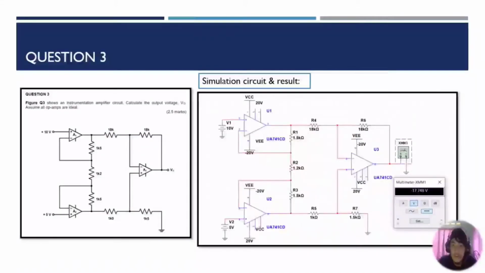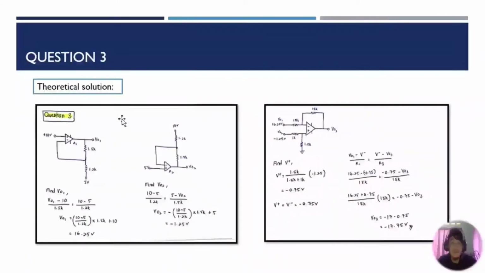Okay, we go to the theoretical. For the theoretical solution, I also separate the circuit. For me, it will be easier to calculate the value. The first part is I will take this first op-amp to find the value of V output 1. As usual, to find V output 1, we will use the formula of current in equals to current out. So our current in is here, V output 1 minus the voltage supply equals to 10 over 1.5k here.